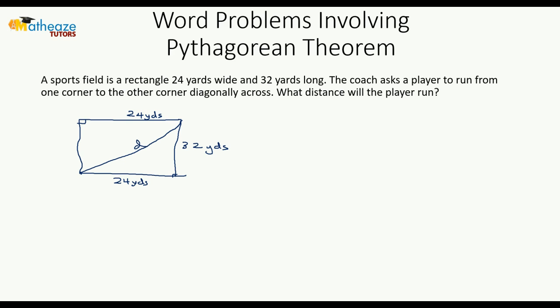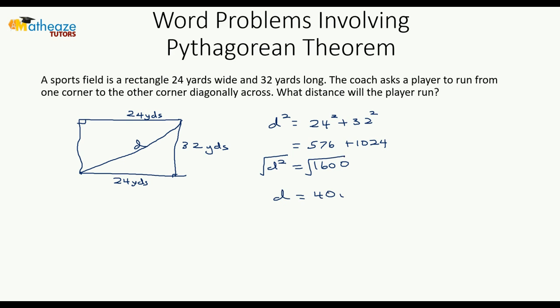So by the Pythagorean theorem, d squared is equal to 24 squared plus 32 squared, which is 576 plus 1024, which is going to give us 1600. So d squared is 1600. To get the value of d, you want to take the square root of both sides. So d is 40 yards. So the player runs 40 yards when the player runs across the field.